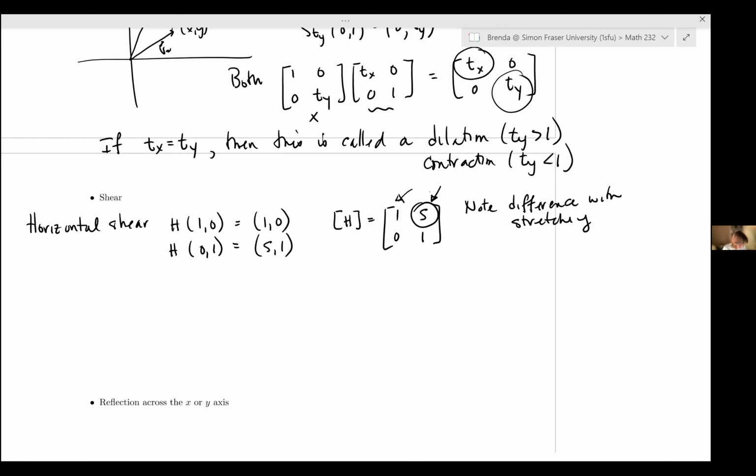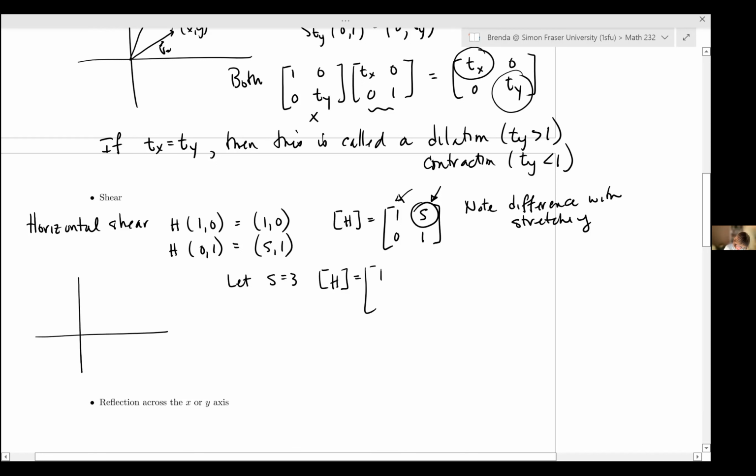Okay, what does this look like? We take a vector. Let's just take an actual numeric example. Let s equal 3. So then we're doing a horizontal shear of 3. This will then be 1, 3, 0, 1. And we'll take a vector here, 1, 2. There it is.